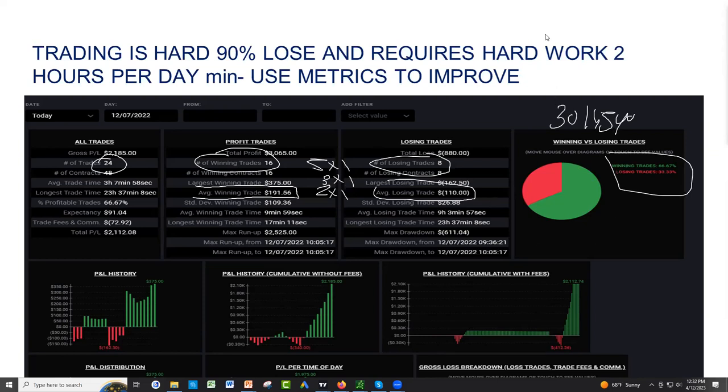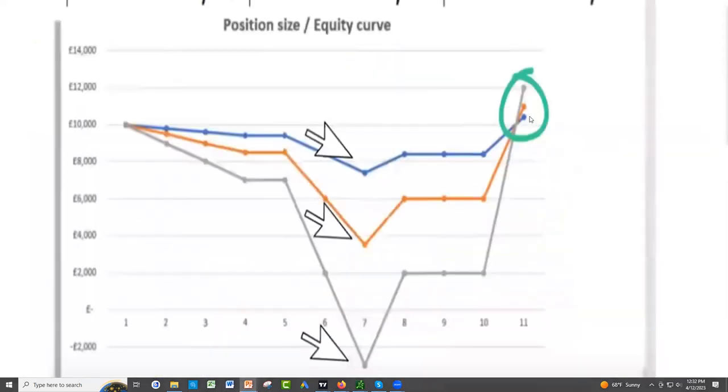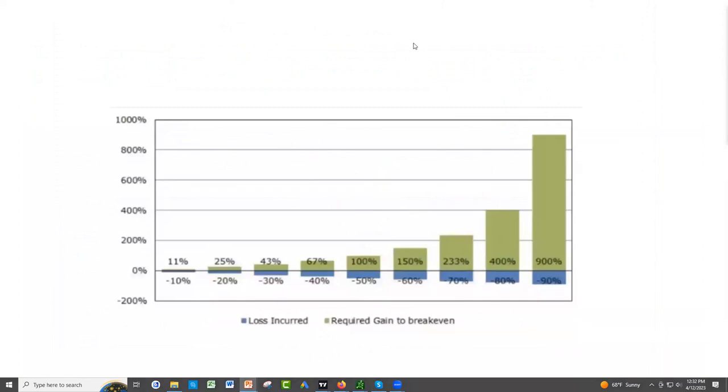Let me see if I have another example here. No. So let me show you here why also you need to be very careful of overtrading.